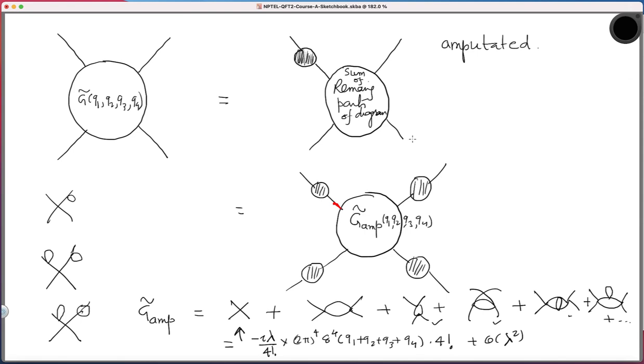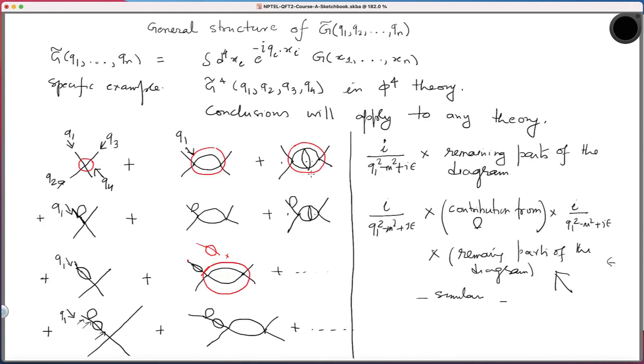Okay, so let's continue our discussion, and the goal is to identify what exactly this blob is. We already have an idea what this is. This looks like all these factors. But we want to give a precise expression for this.